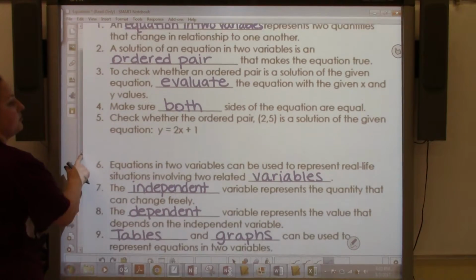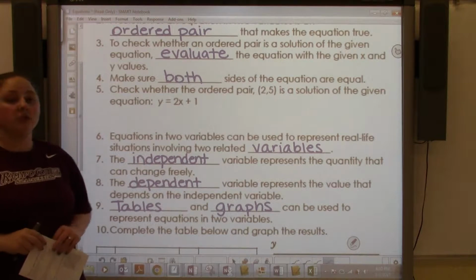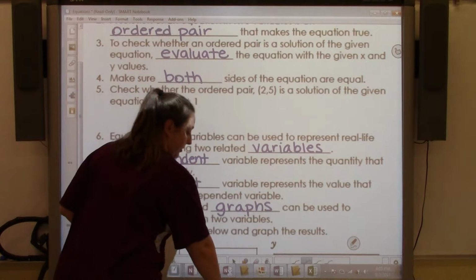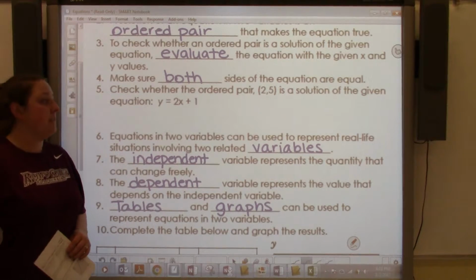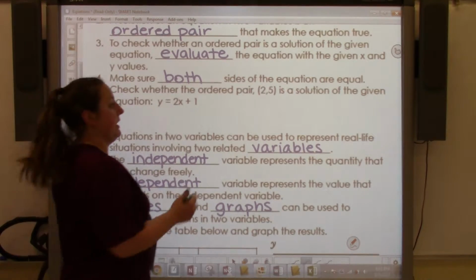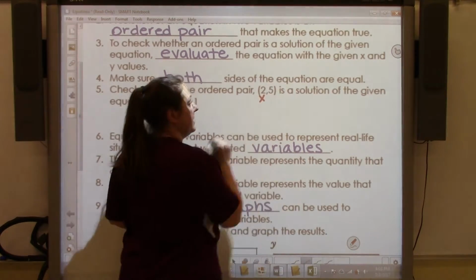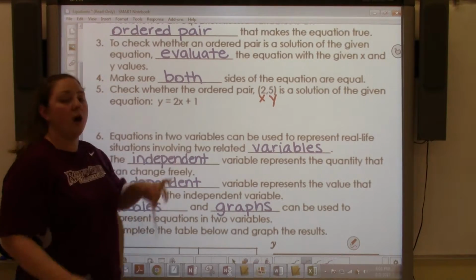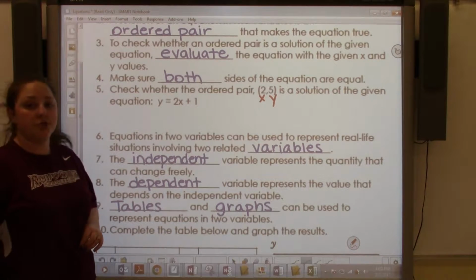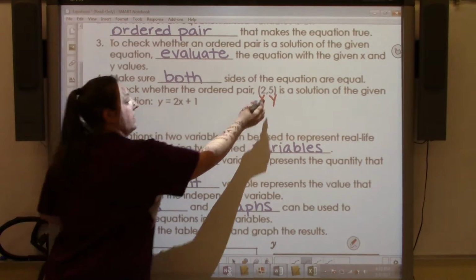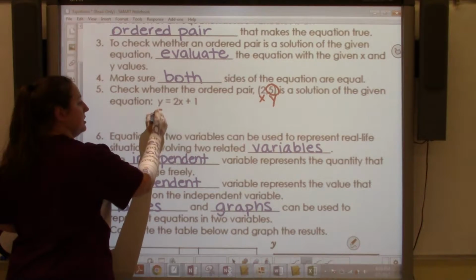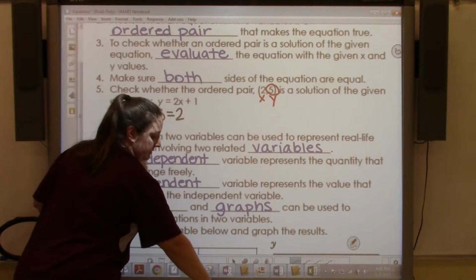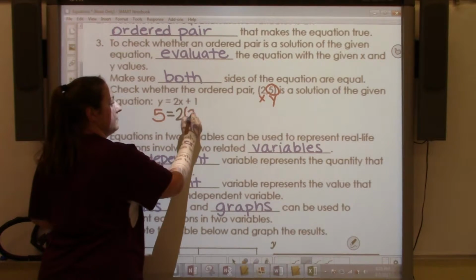We're going to check whether the ordered pair 2, 5 is the solution of the given equation y equals 2x plus 1. Now remember, every ordered pair is really the variables x and y, and it goes in alphabetical order. So 2 is my x and 5 is my y. All I'm going to do is replace the y and the x in the equation with those two numbers. So instead of y, I'm going to use 5. So my question is, does 5 equal 2 times x, which is 2, plus 1?